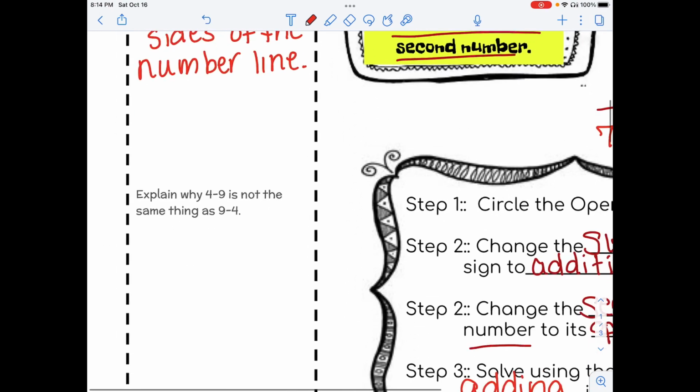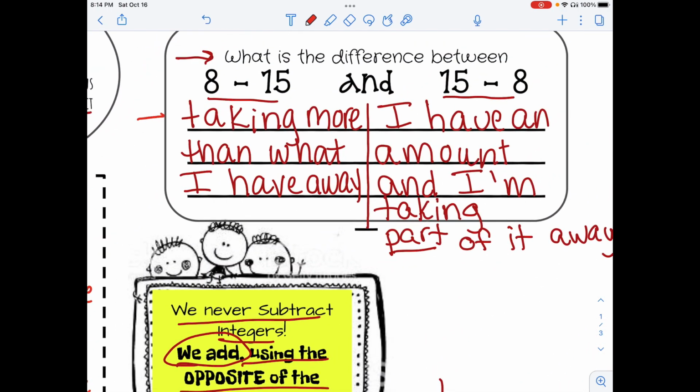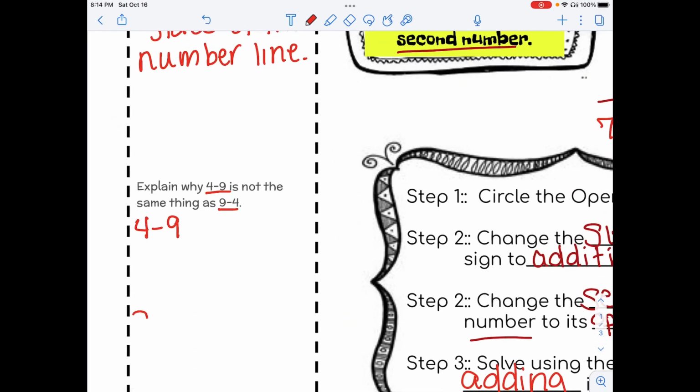Okay, here we go. Last question on this page. Explain why 4 minus 9 is not the same thing as 9 minus 4. Well, when I have 4 minus 9, I'm taking more than what I have away. And when I have 9 minus 4, I have an amount, and I'm taking part of it away. So I would have 4 plus negative 9, which is going to give me negative 5. I would still owe 5 apples. Here I have 9 minus 4, so I'd have $9, pay my friend back $4, and then I have $5 left. Okay, that is the difference.